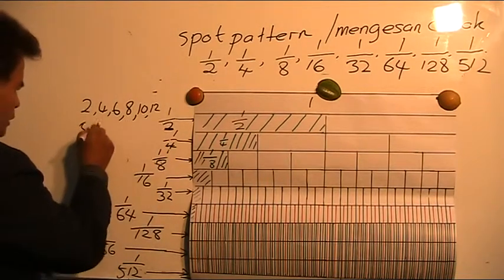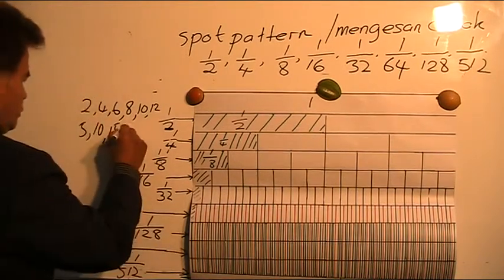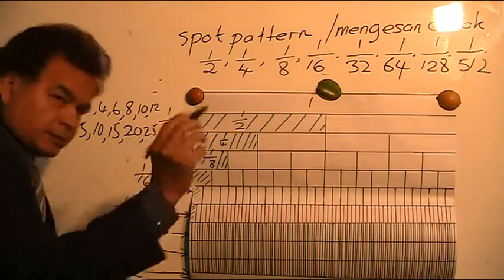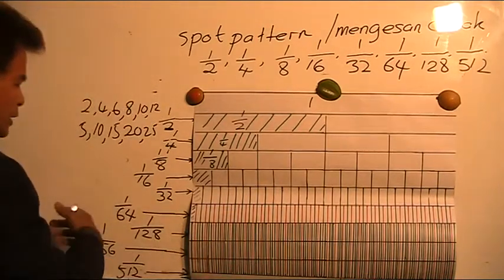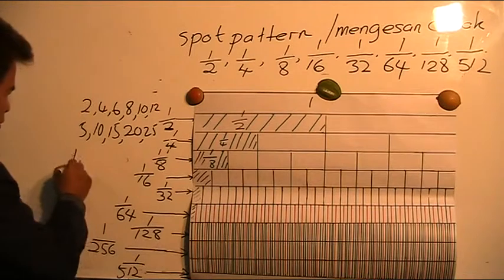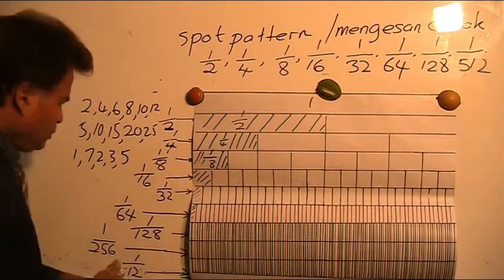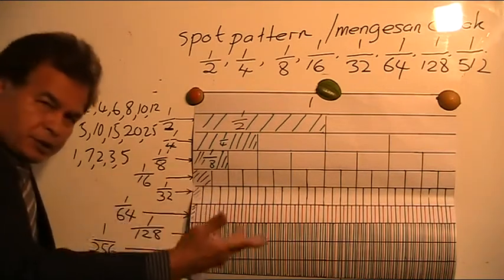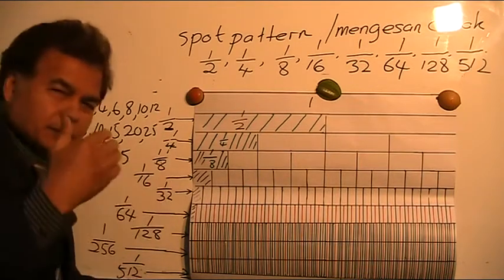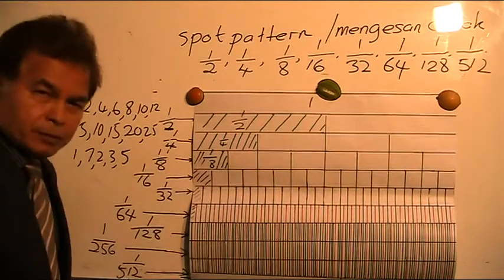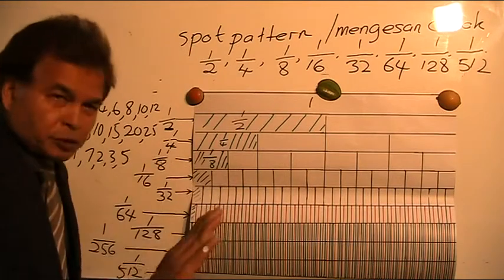Or 5, 10, 15, next will be what? You can predict, right? That is 20, 25, and so on. But if the numbers do not form a pattern, like 1, 7, 2, 3, 5, you cannot predict what will be the next number. Kalau nombor-nombor macam ni 1, 7, 2, 3, 5, sebab ia tak bentuk corak ataupun pattern, jadi kita tak boleh buat jangkaan pada nombor-nombor seterusnya.